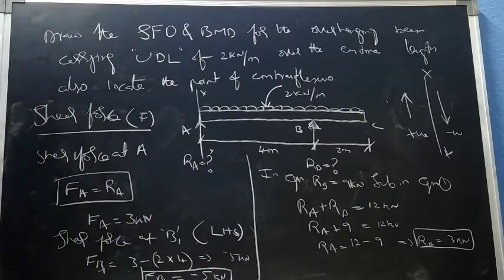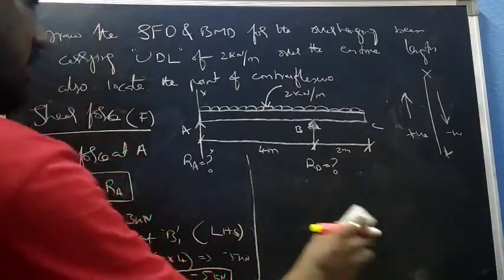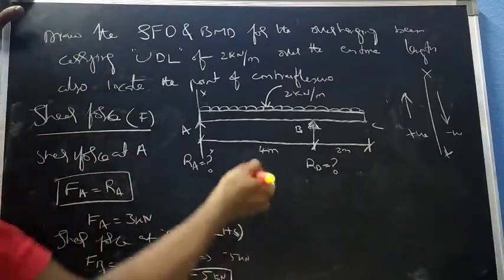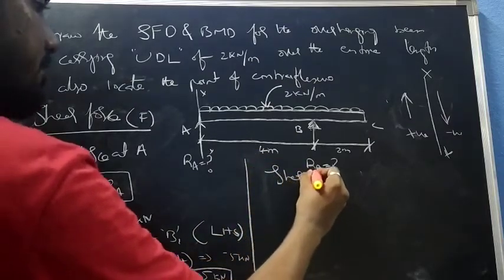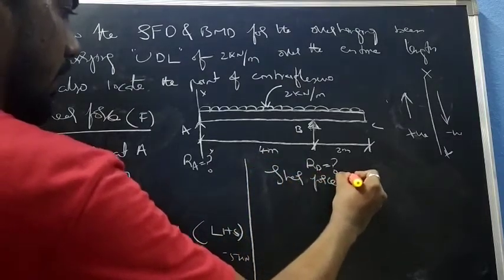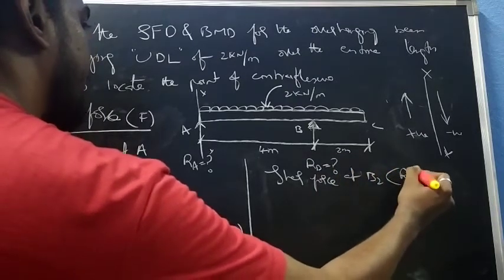So make a nice bracket. Now we'll find out the shear force at B2. Shear force at B2, that is our right hand side.